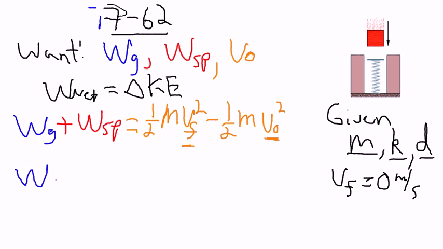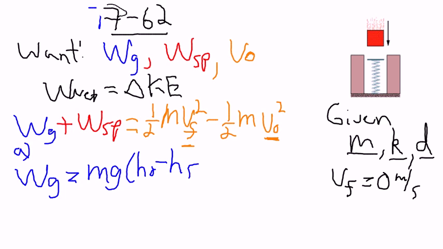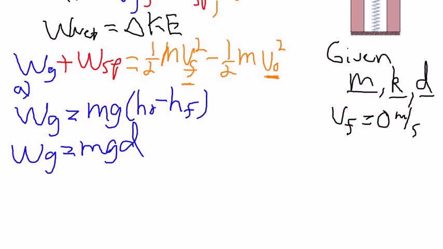So the work done by gravity that we're asked for in part A, we know to be equal to mg times h initial minus h final. And in this case, the work done by gravity is going to be equal to mg times d, which is our distance that it moves down, starting above where it ends, so we get a positive gravitational work.